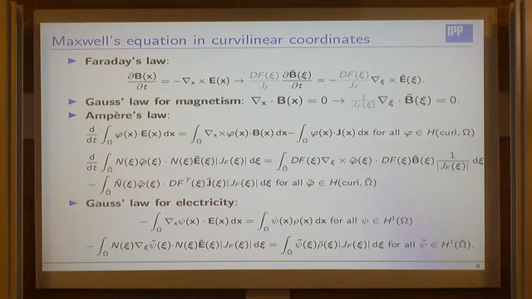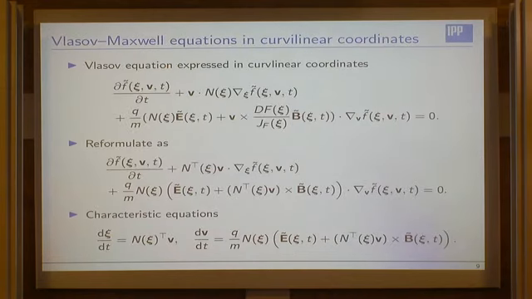Okay, so then of course we also have the Vlasov equation. Also here we need to account for the curvilinear coordinates. Again, here we have derivatives popping up. We transform to the logical fields in the logical coordinates, and then we get this equation.